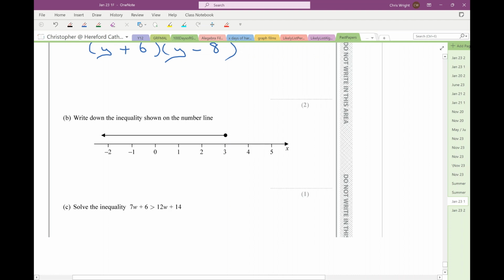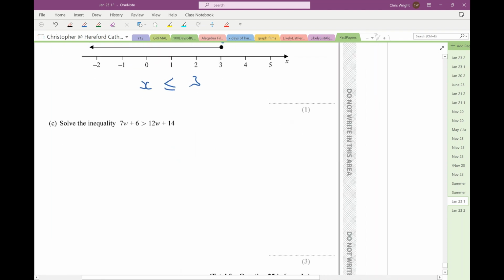25b. Write down the inequality shown on the number line. Well, it's definitely, if I call it x, it's definitely x is less than 3, but I see that this is coloured in, so it's x is less than or equal to 3. Part C, solve the inequality.